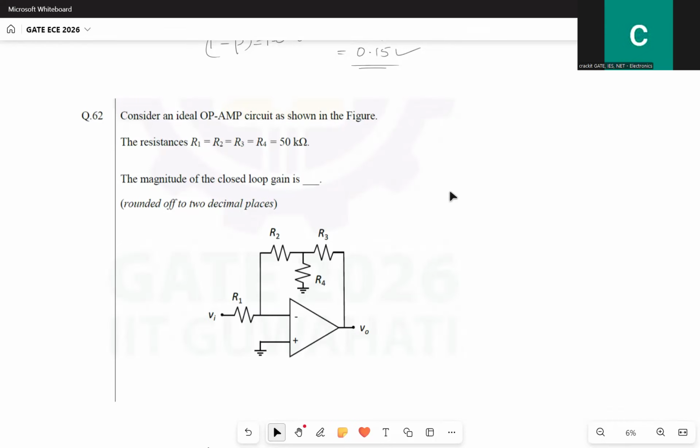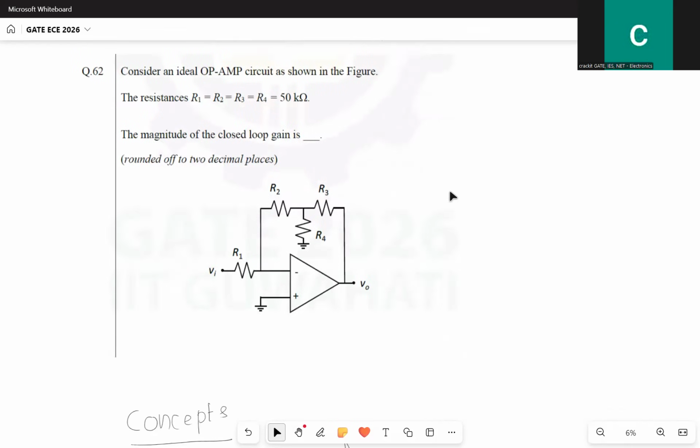Hello everyone. So we will be solving question number 62 of GATE 2026. This question belongs to op-amp circuits. To solve this question, we need two concepts. One is the virtual ground concept. Second is zero input current. Before that, we will see what has been given in this question.